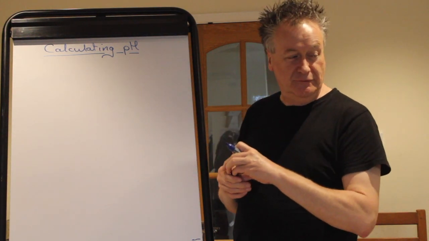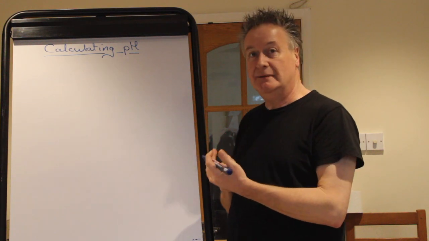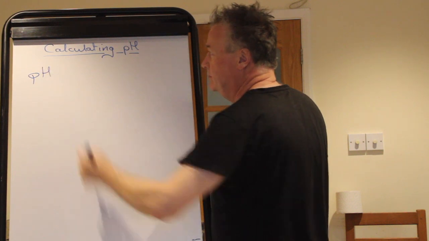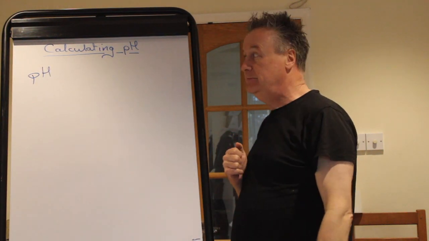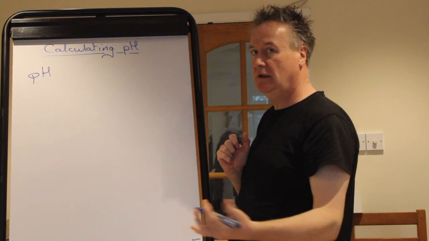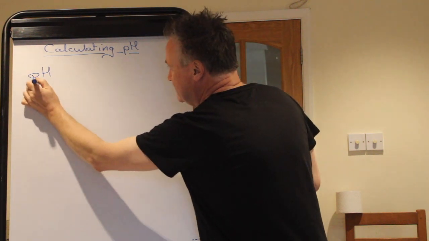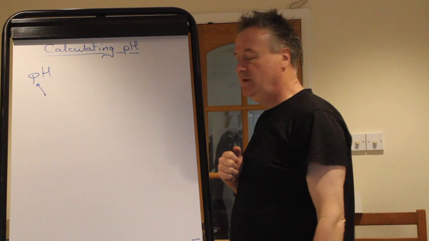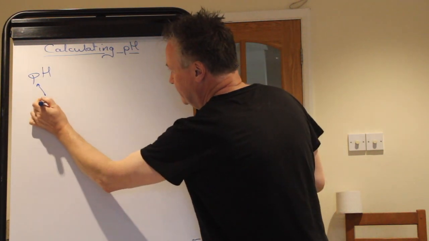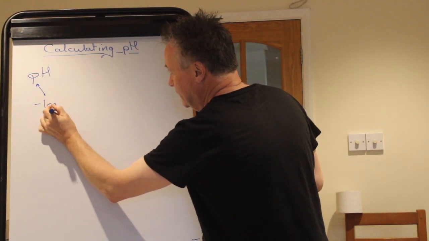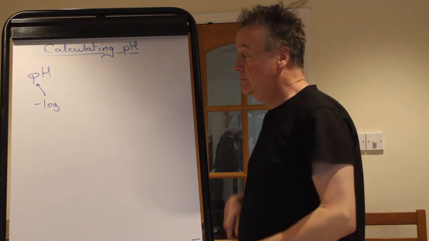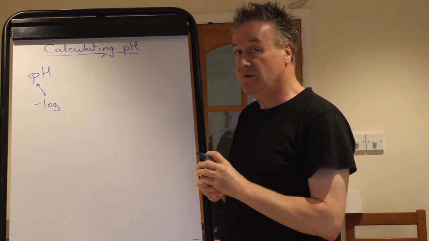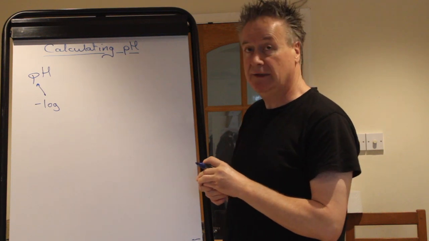First of all, we need to know exactly what pH is. Firstly, the term pH means something. The H is the hydrogen ion, but the p means a particular mathematical thing. It's a button on your calculator. It means minus the value that is determined by the log button on your calculator.